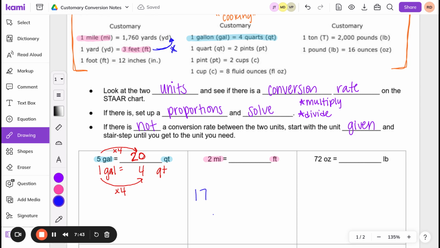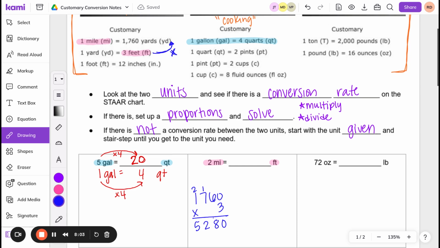So we have 1,760 times 3. 1,760 times 3 is 5,280. So what that means is 1 mile equals 5,280 feet. Because again, we're trying to turn our miles into feet.